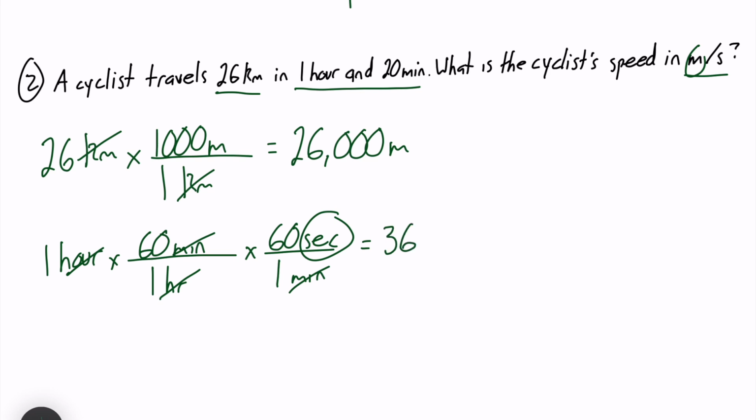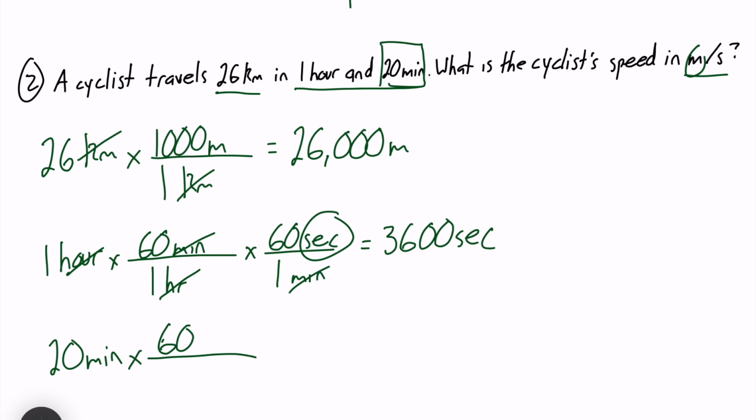And you should get 3,600 seconds. Now remember, we're not quite done yet because we still have this 20 minutes to deal with. So we have 20 minutes, times a fraction line, and for every 1 minute, there are 60 seconds. The unit that we want should be on top, so seconds on top, 1 minute on the bottom.